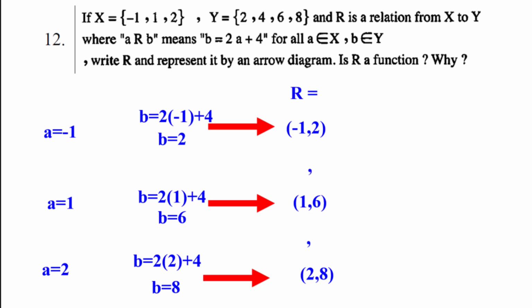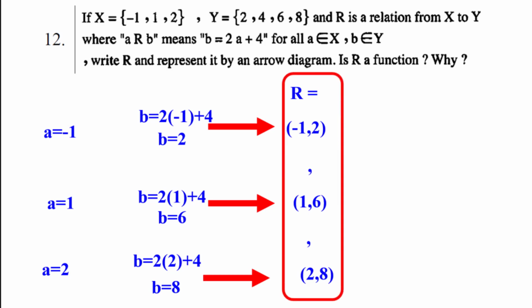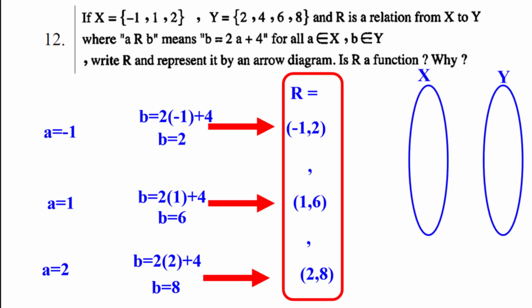Now we can say that r equals the 3 ordered pairs: negative 1, 2; 1, 6; and 2, 8. This is the relation. To represent it by an arrow diagram, draw two shapes, x and y. Write the elements of x: negative 1, 1, 2, and the elements of y: 2, 4, 6, and 8. And represent each ordered pair.